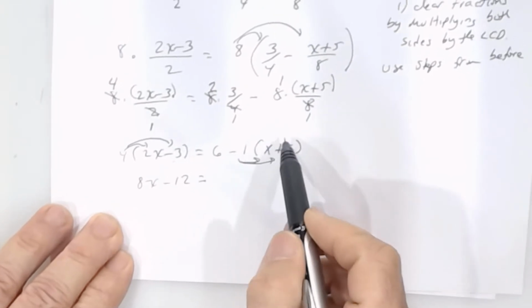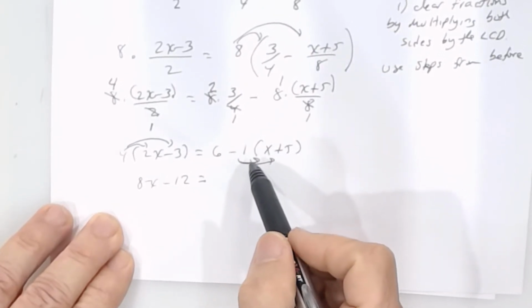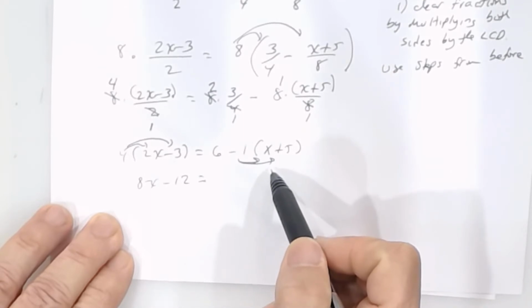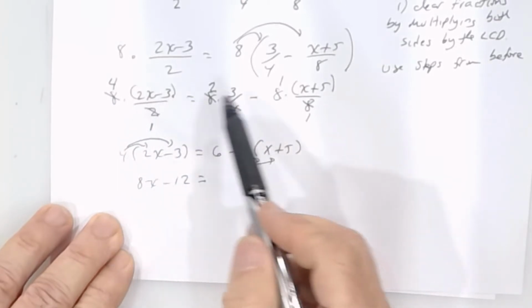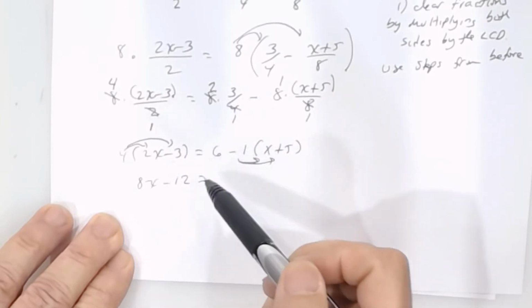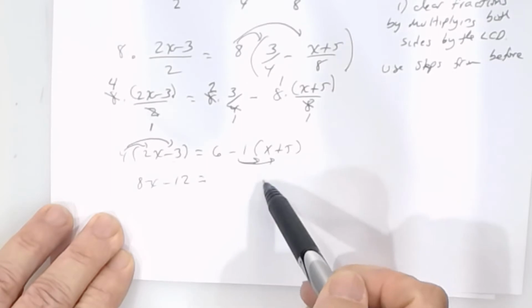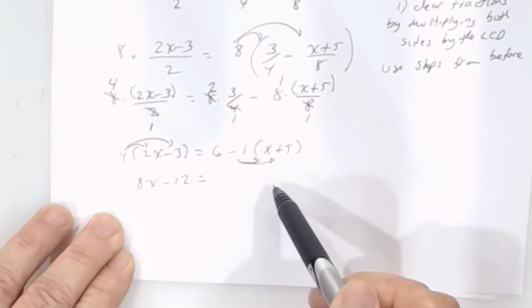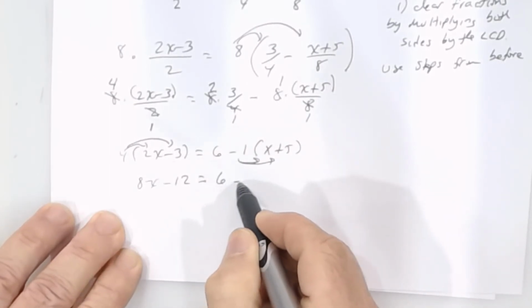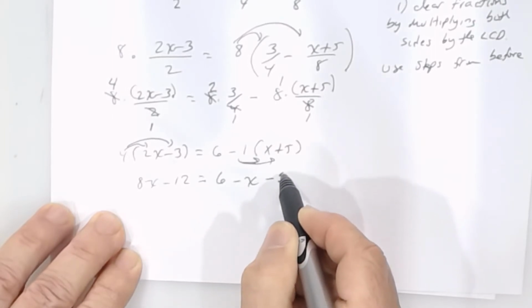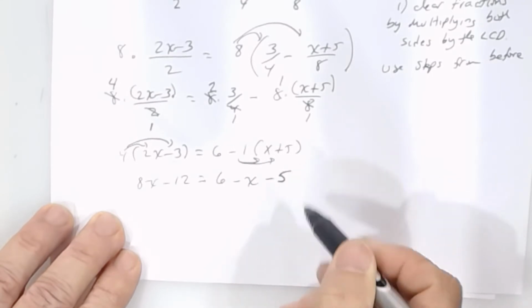So notice if you had not put that in parentheses, some of you would have said this is negative x plus 5, and it's not negative x plus 5. It is what? Negative x minus 5. So that's why putting these numerators in parentheses is important, because that constant in both cases would have been wrong for some of you. So that's 6 minus x, and then what? Minus 5. Okay, what do you think is the next step?